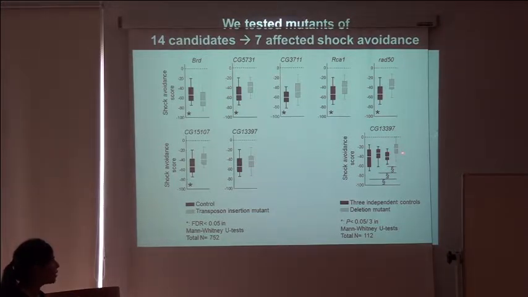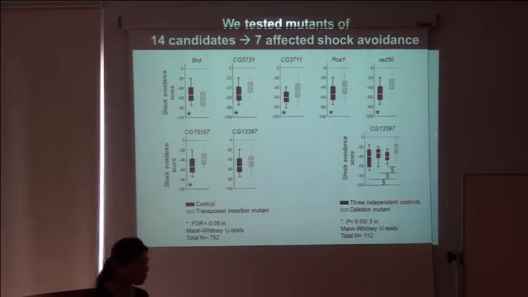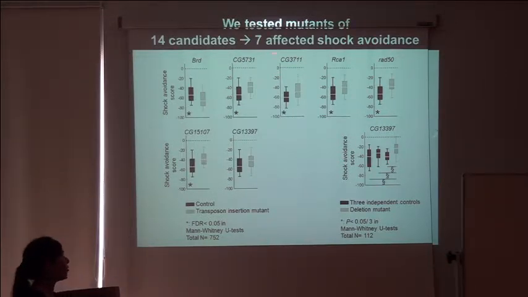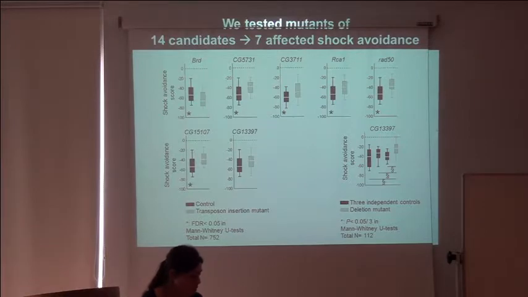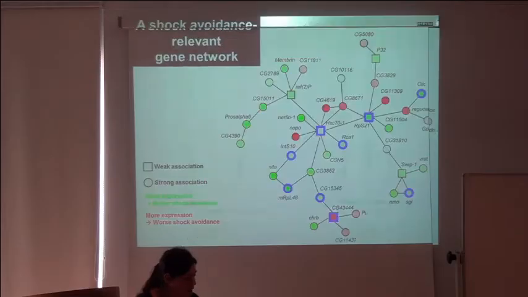So this is a novel case. And thus we could actually verify the effect of the gene on the shock avoidance behavior. So we were pretty happy that we could verify 6, 7 genes out of 14, and one of them even double validated. So considering that we didn't look at the molecular function at all, I think it's pretty okay.